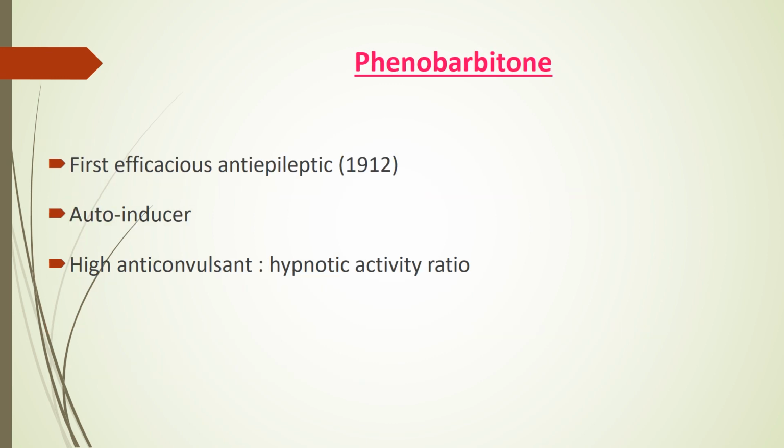So phenobarbitone is the first agent in the barbiturate group. It is the first drug that came into use as an anti-epileptic drug. So this drug is a very good microsomal enzyme inducer, and it induces its own metabolism. So it's an auto-inducer drug. This agent has a high anticonvulsant versus hypnotic activity ratio.